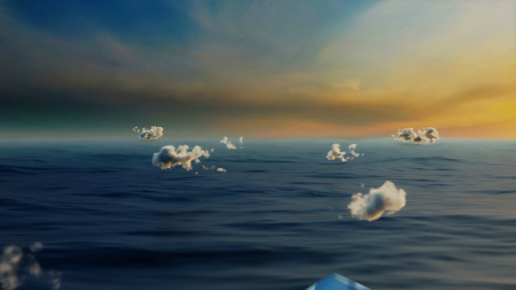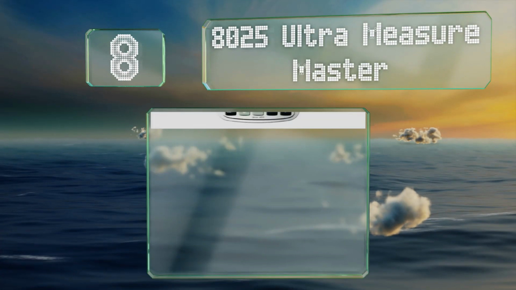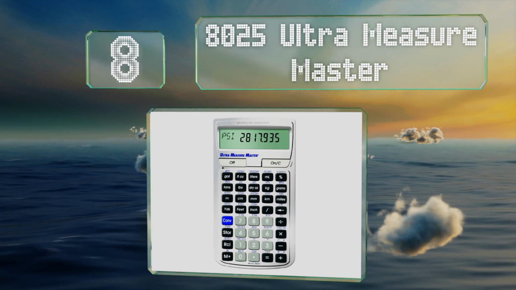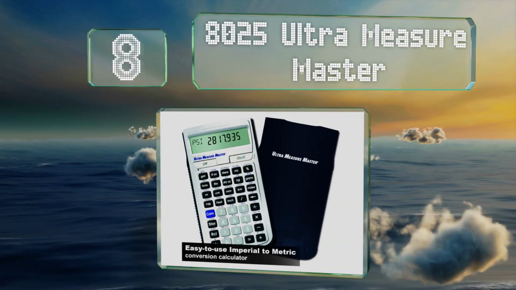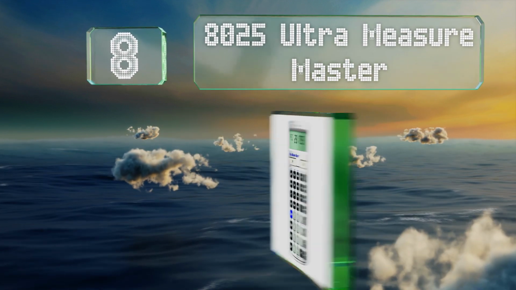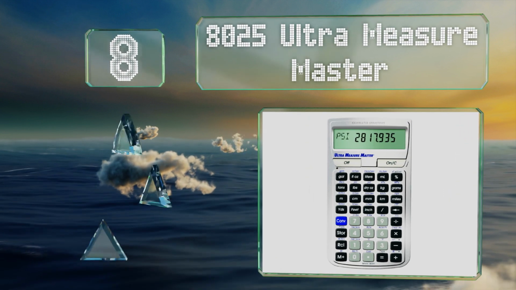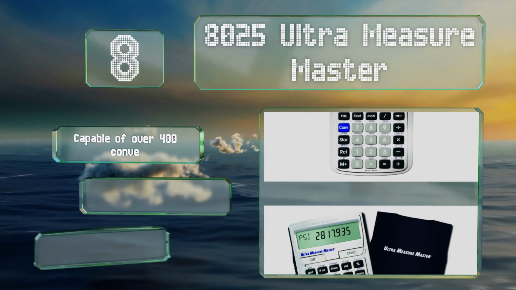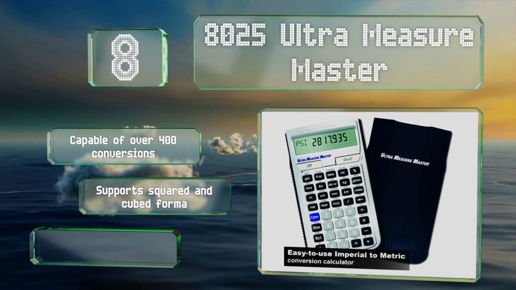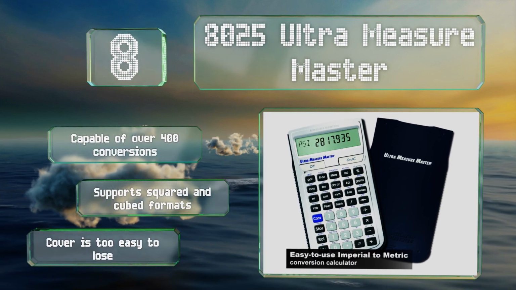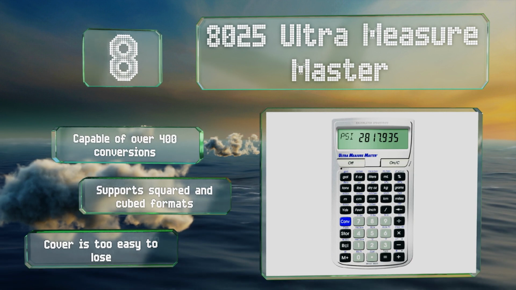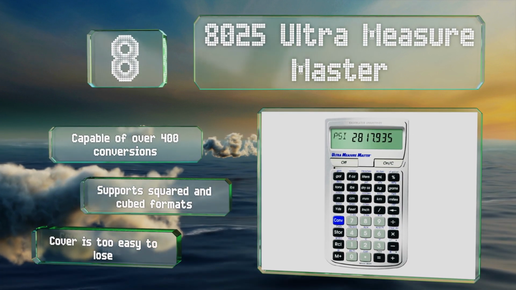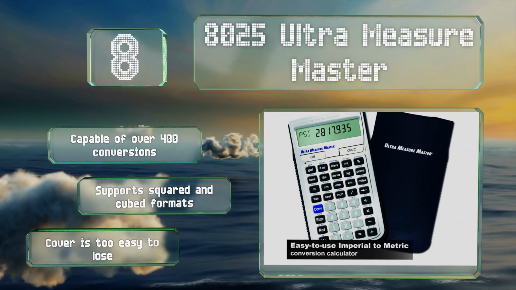At number 8, the 8025 Ultra Measure Master can help you figure out the weight of dry and liquid materials based on their volume. Plumbers will appreciate its ability to determine flow rate, velocity, and pressure, which can ensure the right types of pipe are used. It's capable of over 400 conversions and supports squared and cubed formats. However, the cover is too easy to lose.